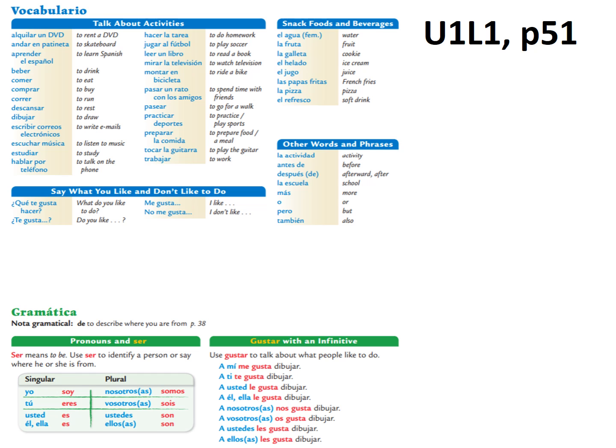Él es, he is. Ella es, she is. Nosotros somos, we are. Vosotros sois, y'all are. Ustedes son, y'all are. Ellos son. Gustar with an infinitive. Use gustar to talk about what people like to do.